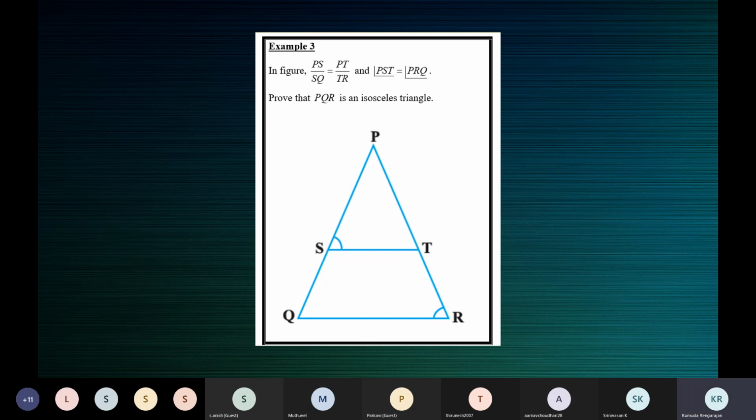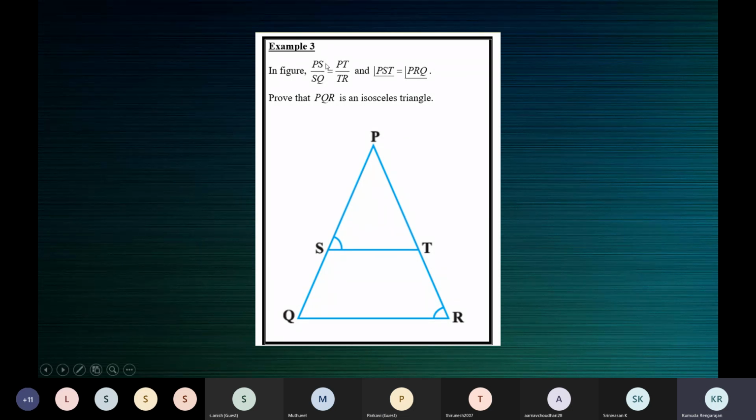So in this figure, we have this proportion which is true: PS by SQ is equal to PT by TR. It's given. Angle PST is equal to angle PRQ. That's marked there. You can see. So children, in triangle PQR, if this proportion is true, what will you conclude? Then the line is parallel to the third side, ma'am. Which line? In this figure, which line is parallel? ST is parallel to QR, ma'am. Very good. ST is parallel to QR.